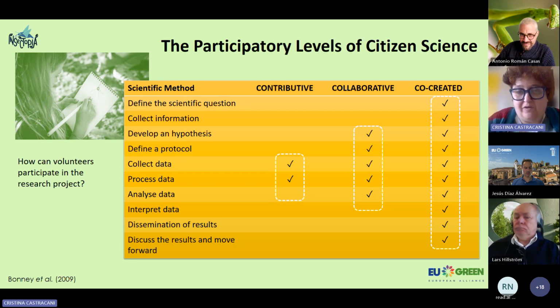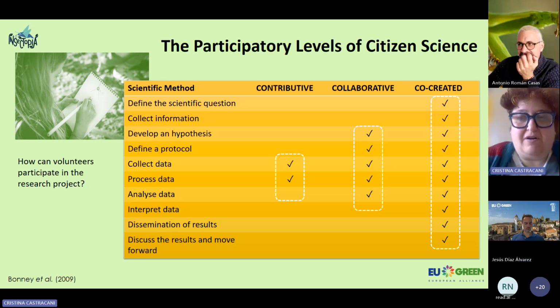But the idea is that we can involve citizens in all the steps of the scientific method. So we can also speak about collaborative citizen science, when we involve citizens in, for example, defining the protocol to collect data, or in analyzing the data. Up to co-created citizen science, where we aim to involve citizens in all the steps. So, for example, from defining the scientific question to discussing and disseminating the results and producing new scientific questions. We define this as co-created citizen science. Obviously, it is the most difficult, but it is the kind of project that we would like to achieve.